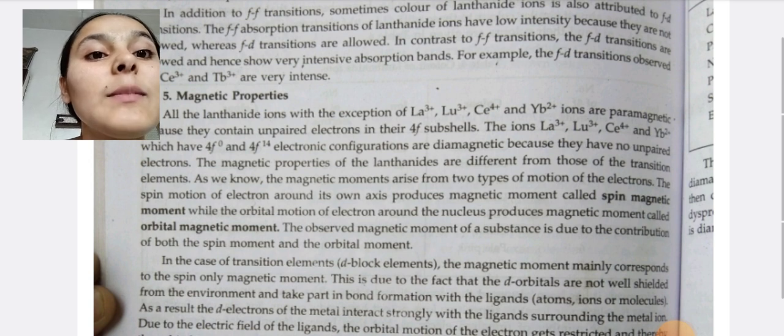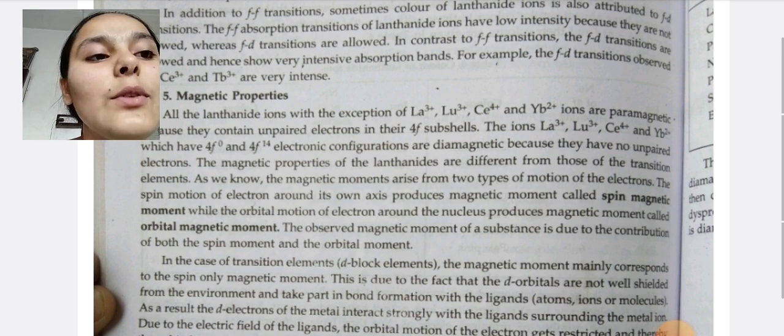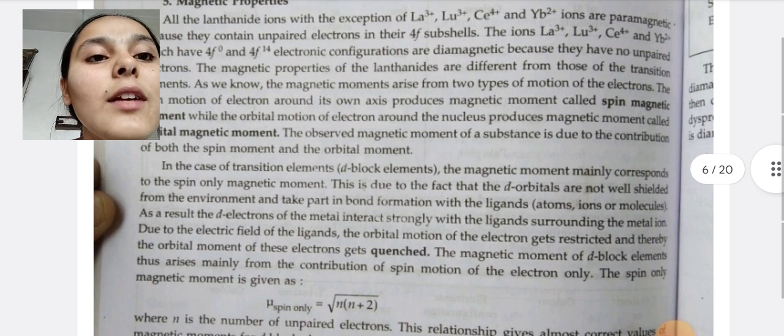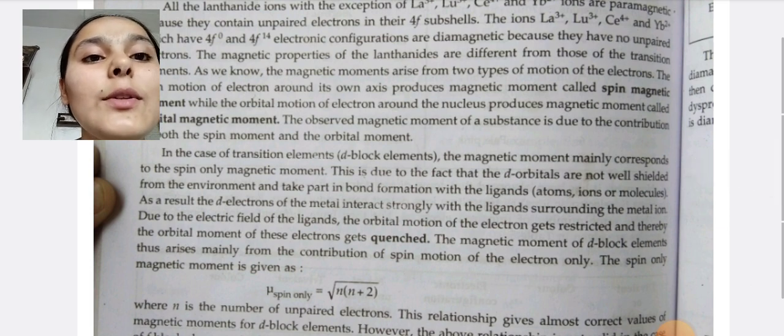The spin motion of an electron around its own axis produces a magnetic moment called spin magnetic moment, while the orbital motion of the electron around the nucleus produces a magnetic moment called orbital magnetic moment. The observed magnetic moment of a substance is due to the contribution of both the spin moment and the orbital moment. In the case of transition elements, the magnetic moment mainly corresponds to the spin-only magnetic moment.